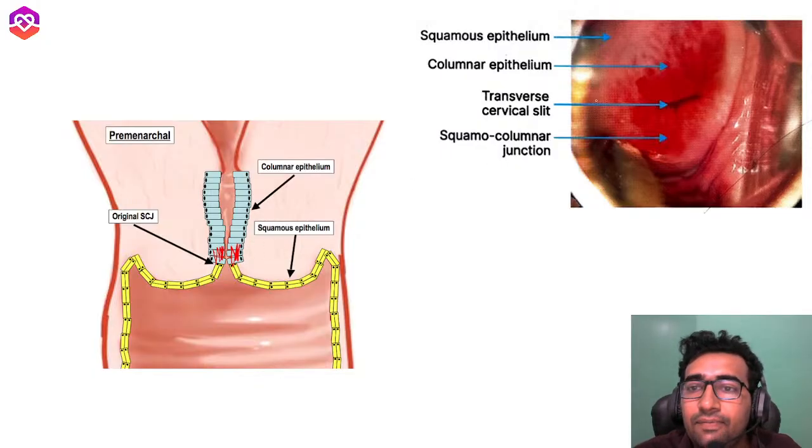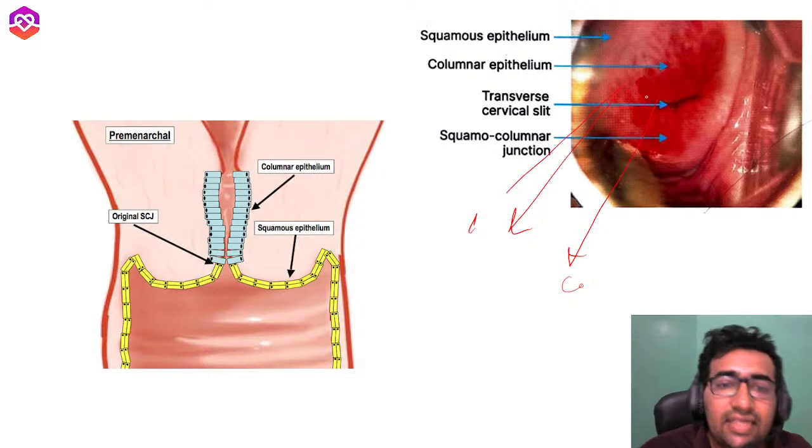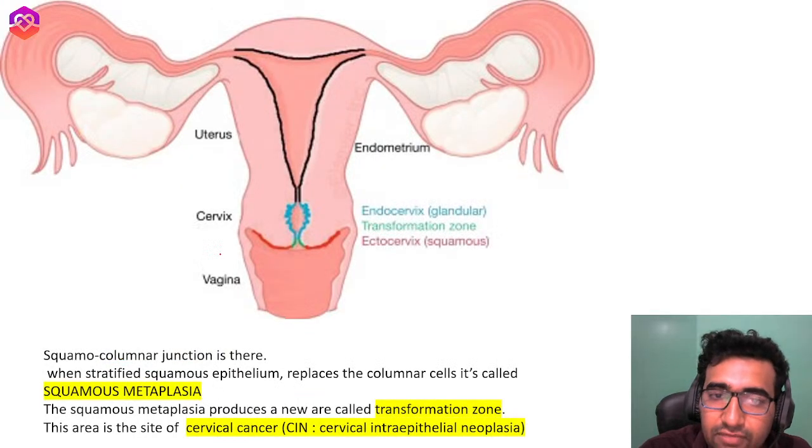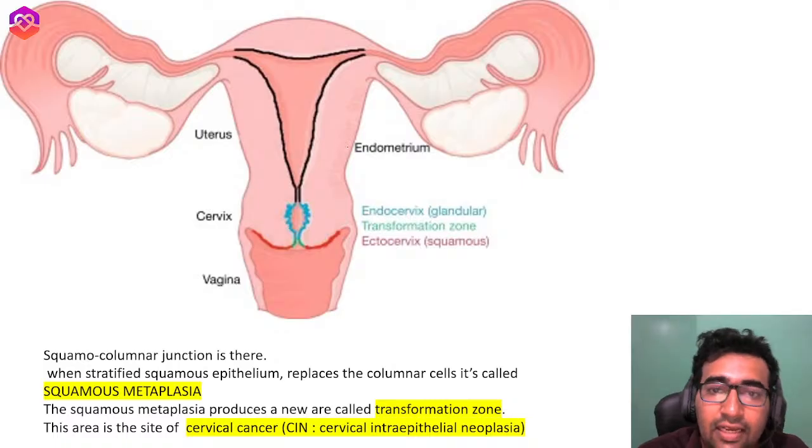So you can see here this light red color represents the squamous cells, and this dark red color represents the columnar cells. There is a squamocolumnar junction, but when metaplasia happens, some amount of columnar cells become squamous cells. It will result in a region known as the transformation zone. Can you see? The transformation zone has formed between.